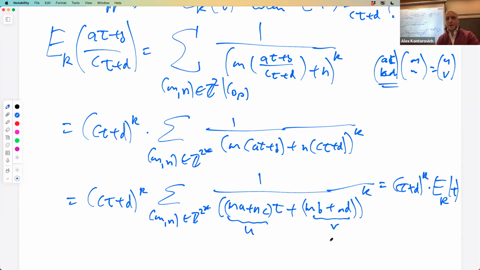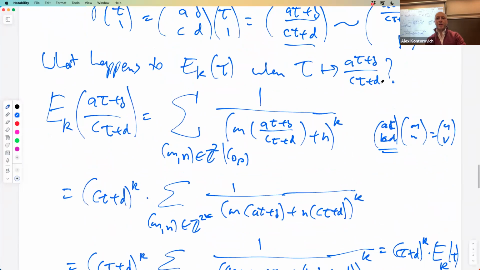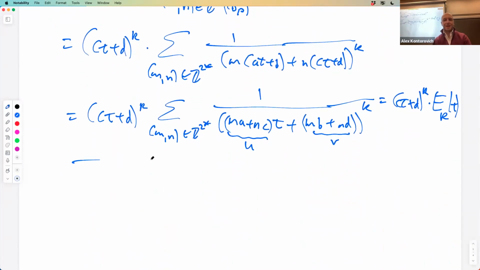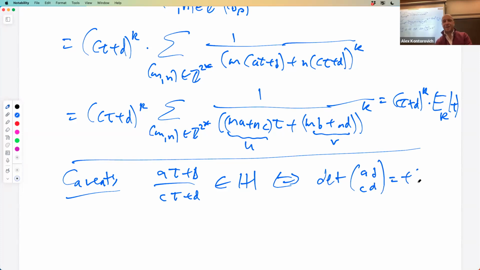Now there's one little caveat. I'll leave this as an exercise in the interest of time: A tau plus B over C tau plus D is in the upper half plane if and only if the determinant of A, B, C, D is positive. So in our case, plus 1, since we're thinking about integer entries. If the determinant's negative, it's like replacing tau by negative tau. That's a great transformation that doesn't change the lattice, but now tau is no longer in the upper half plane.